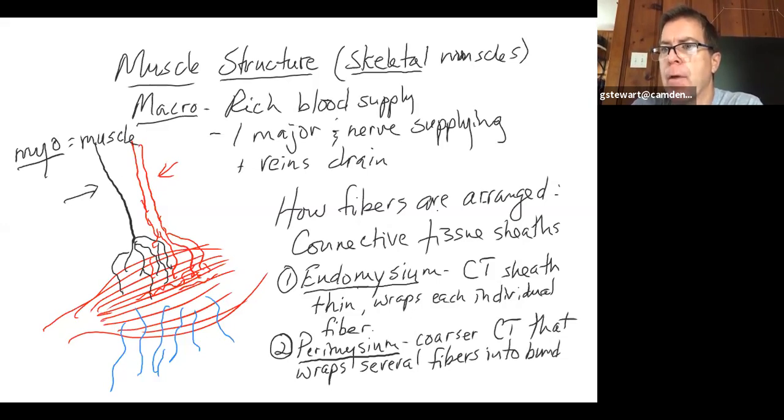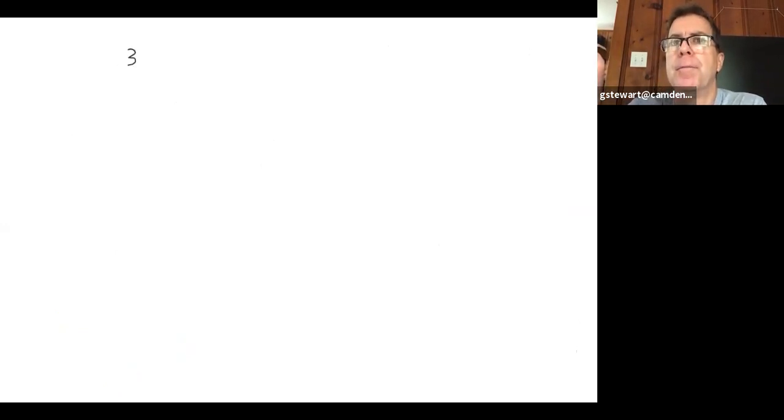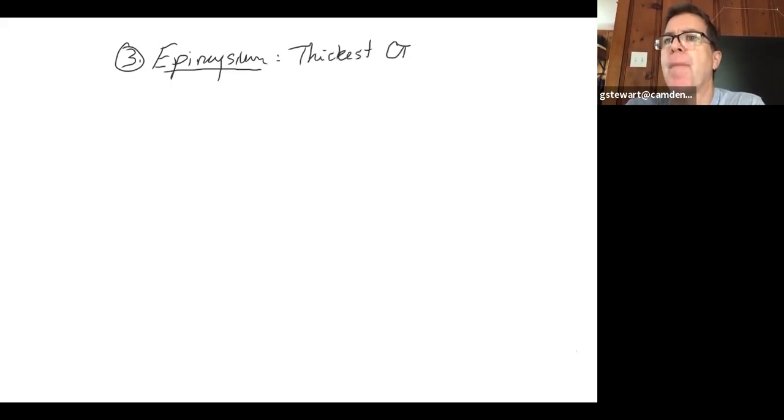And those bundles have a name. And I'll put that in parentheses. Those bundles are called fascicles, F-A-S-C-I-C-L-E-S. So fascicle is just another name for these bundles that are created when multiple fibers are wrapped in perimysium. And finally, number 3, epimysium is the thickest, coarsest connective tissue that wraps an entire muscle. So epimysium actually wraps several fascicles together to make up an entire muscle.